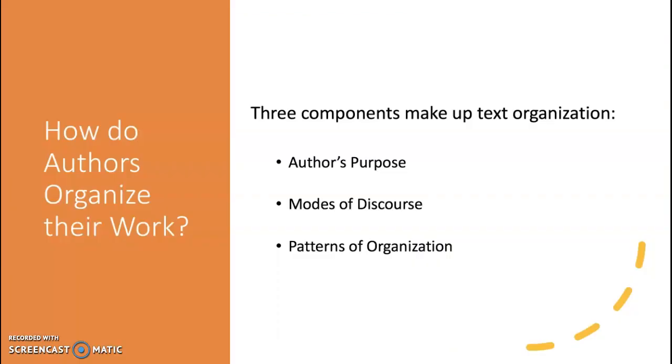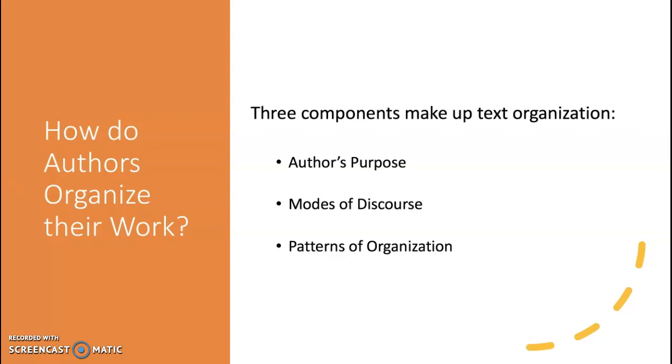So, how do authors organize their work? Well, there are three components that make up text organization, and one is author's purpose, the other is modes of discourse, and the third one is patterns of organization. And for this presentation, we're not going to focus on patterns of organization yet. We're going to save that for later, and we are really going to focus on author's purpose and modes of discourse in this presentation and in the practice materials for this week.